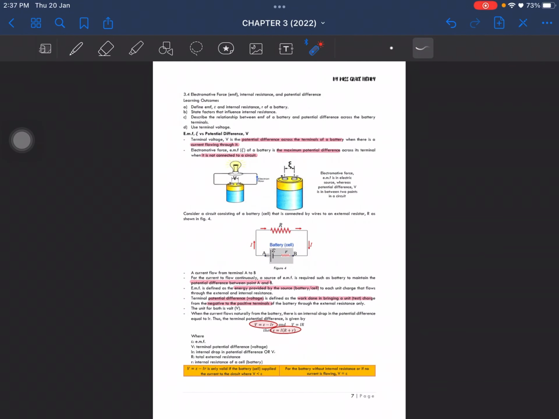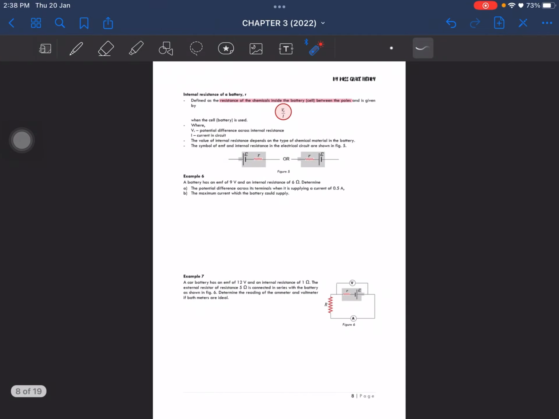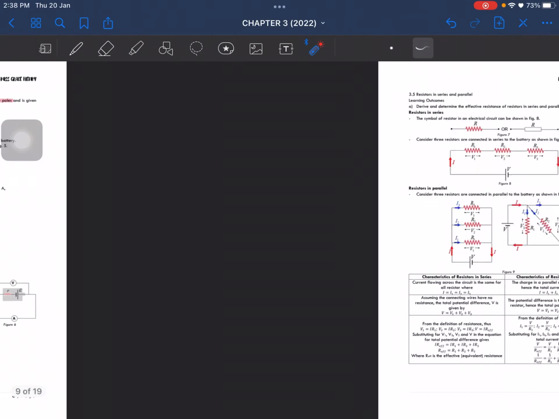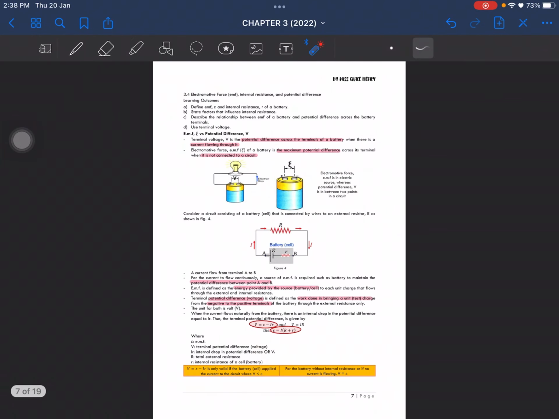So what you need to know is how to use this equation here, and that is going to be in the next video, which is on the examples.